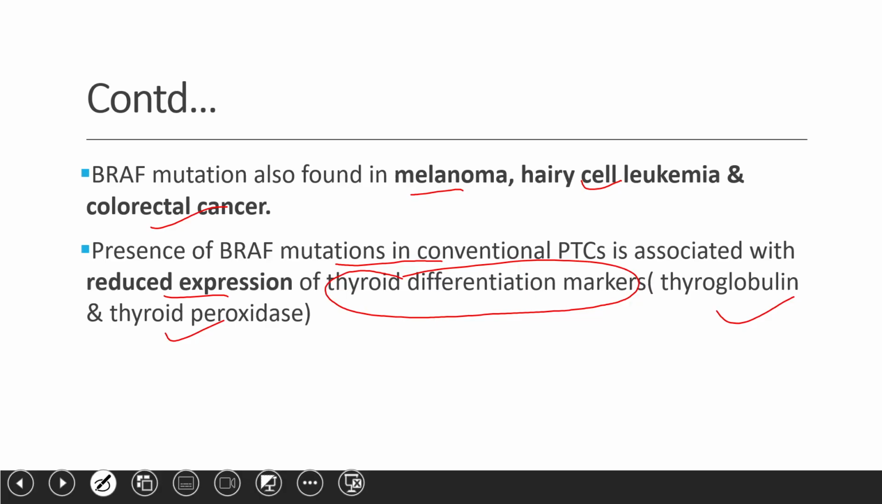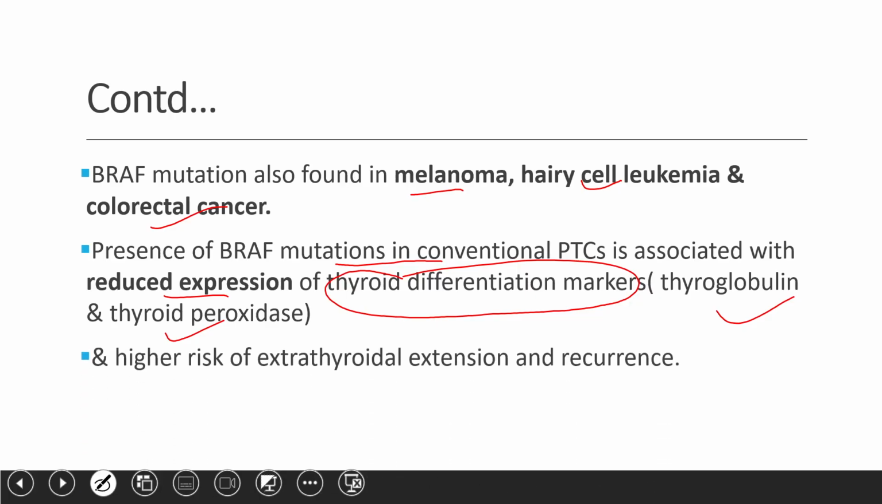Such thyroid differentiation markers are generally reduced in this, but if they are present, then that signifies follicular carcinoma, which we discuss in follicular carcinoma. And there is a higher risk of extrathyroidal extension and recurrence in papillary thyroid carcinoma caused by a BRAF gene mutation.